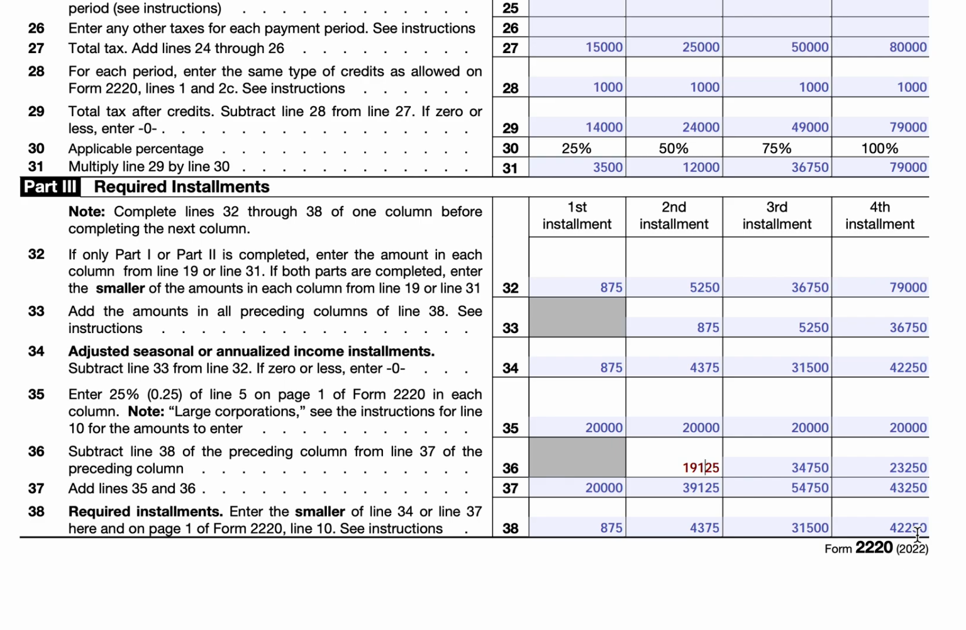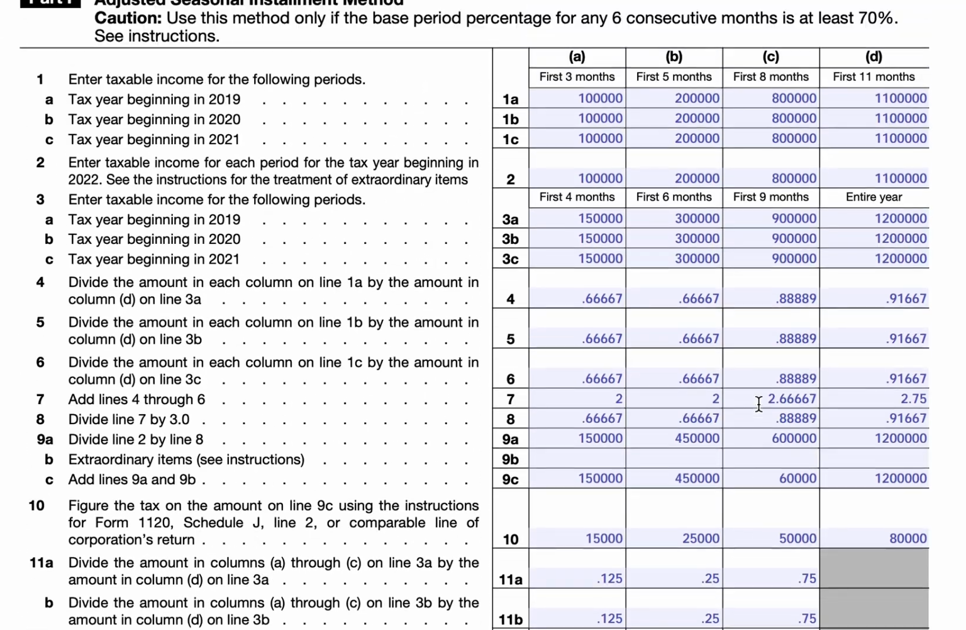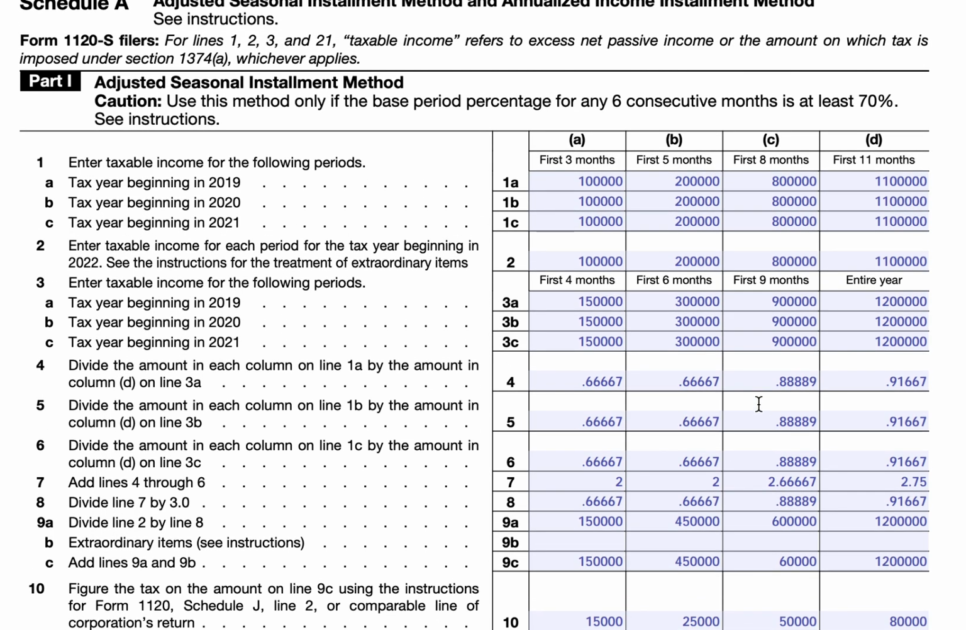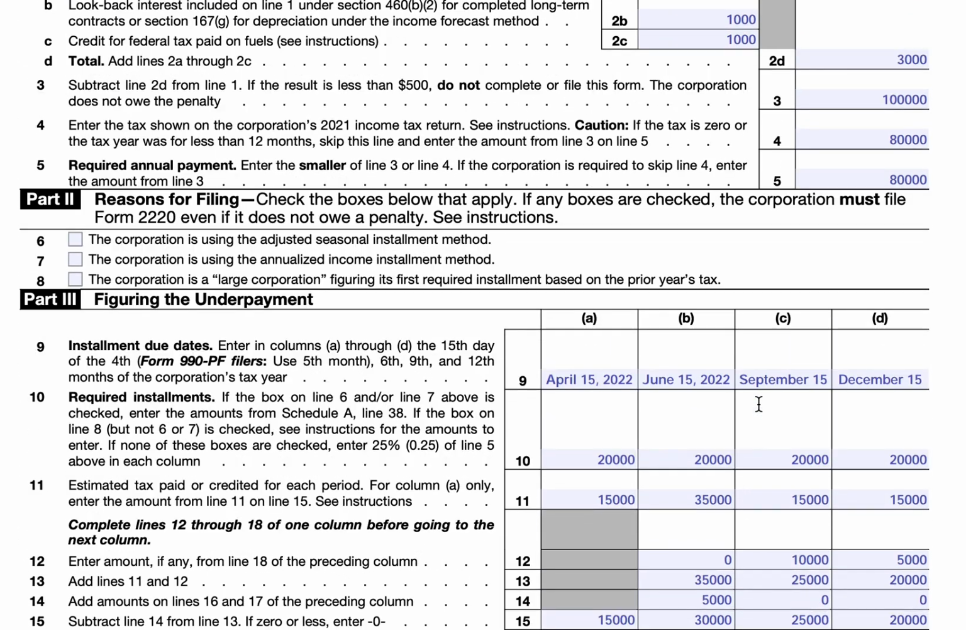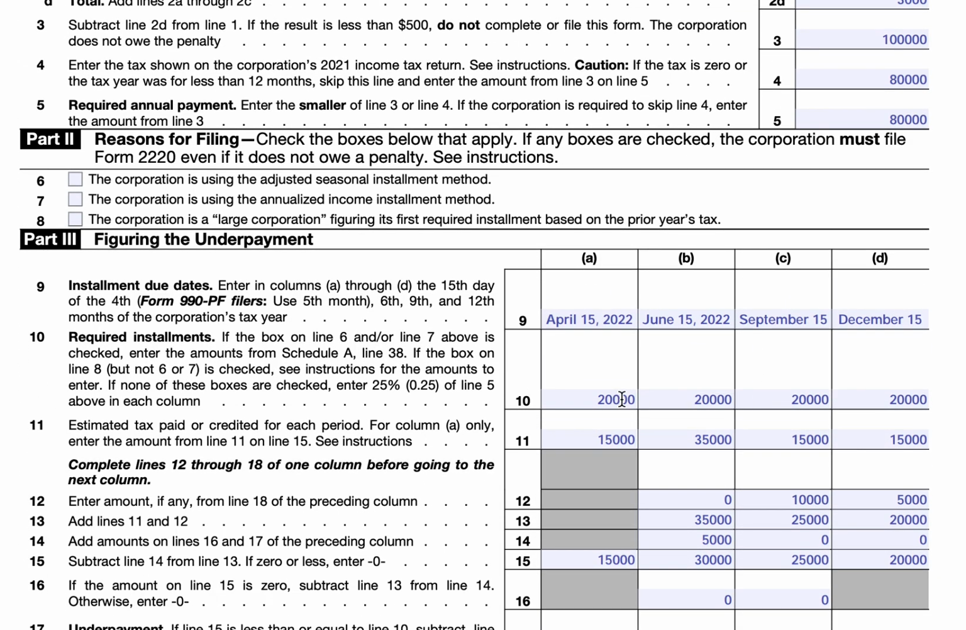So now that we've got our required payments, based on taking the better of the annualized income method or the adjusted seasonal installment method, now we're going to take those numbers and we're going to substitute the required installments here. So these numbers were 25% of the line 5 number. We're going to replace that with the numbers that we came to on line 38 for each of those.